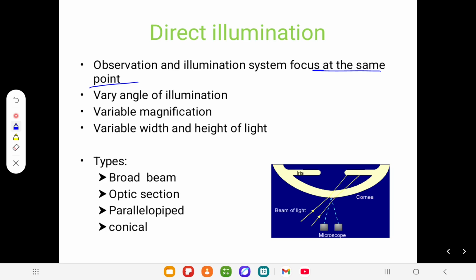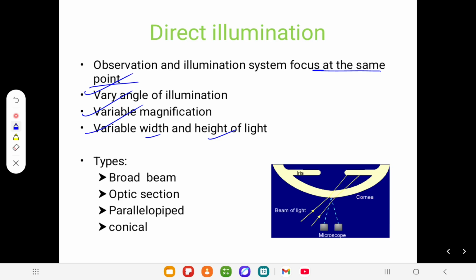So angle, very angle: vary the angle of illumination. It's definitely varying the angle of illumination. Variable magnification is used. Yes. Variable width and height are used. Yes, it depends on the particular type of direct illumination we are using, but definitely it also depends on our choice as a clinician, as an optometrist or as an ophthalmologist.